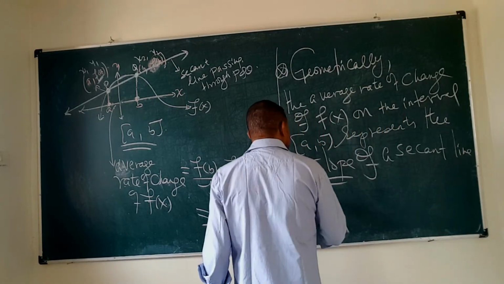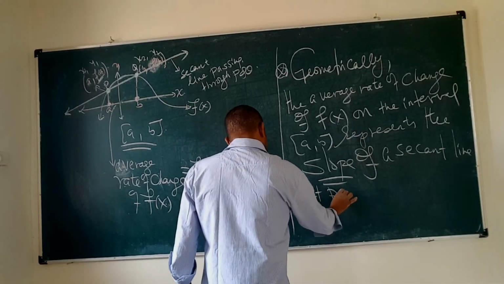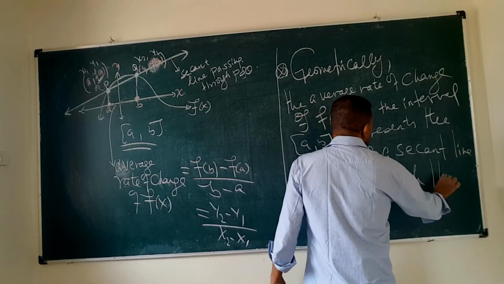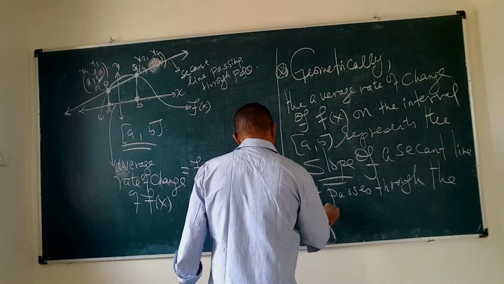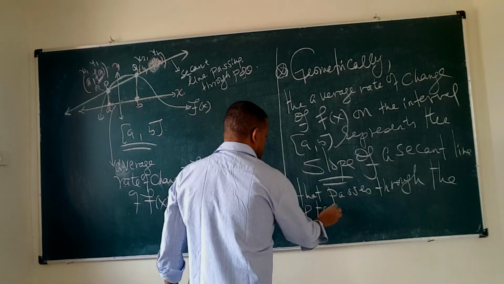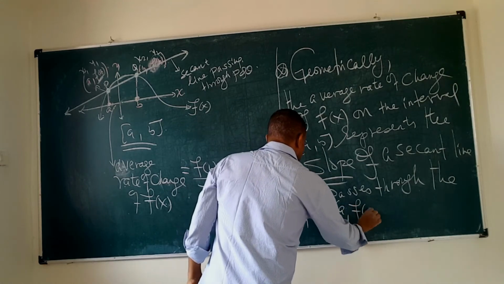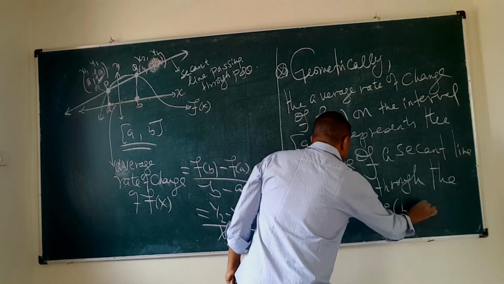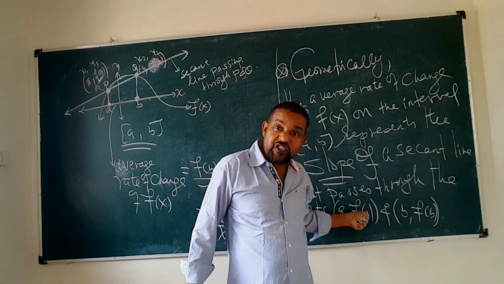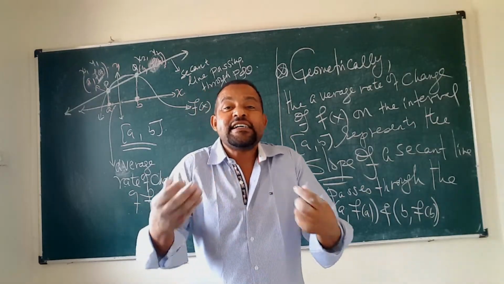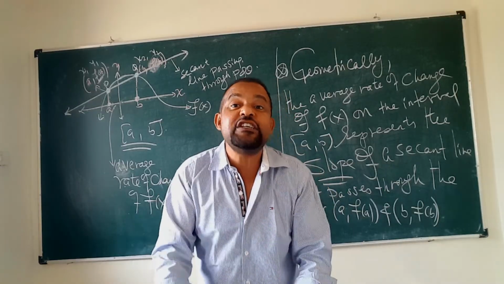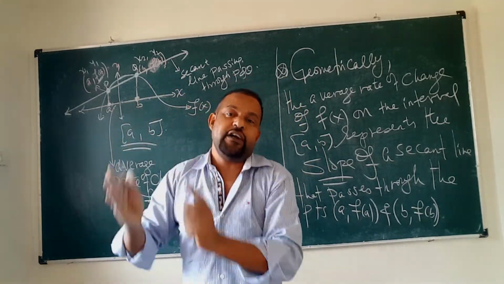the slope of a secant line that passes through where? Through the points A, f of A, and B, f of B. The slope of the secant line passing through these two points represents, geometrically, the average rate of change of the functional value of a given function.